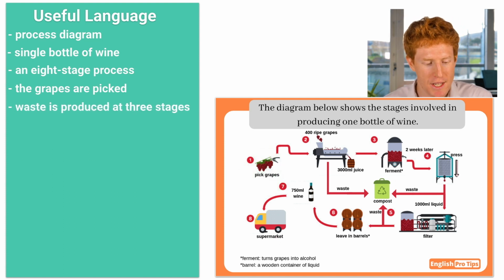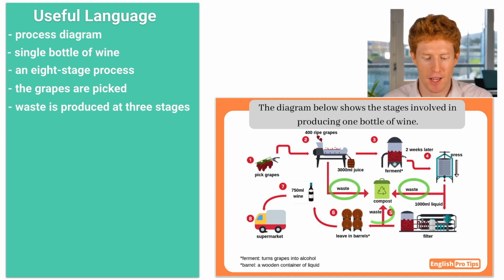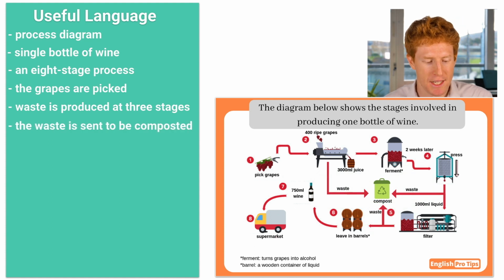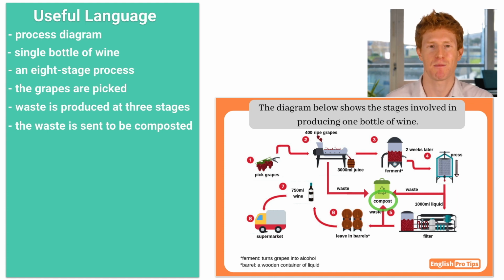Next, waste is produced at 3 stages. So we can see that here, here, and here. The waste is produced at 3 stages. Again, this is the passive form. The waste is sent to be composted. So again, a passive form is sent to be composted.